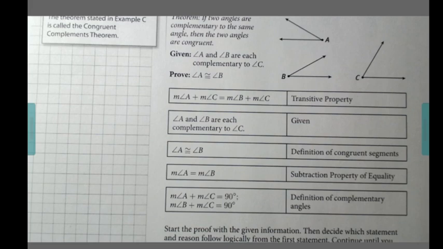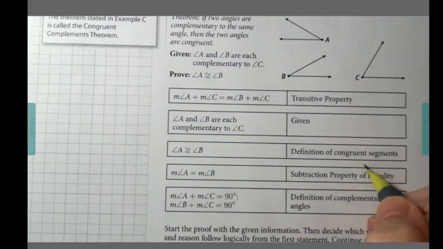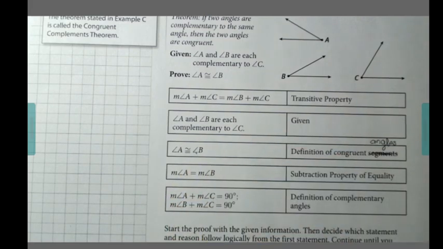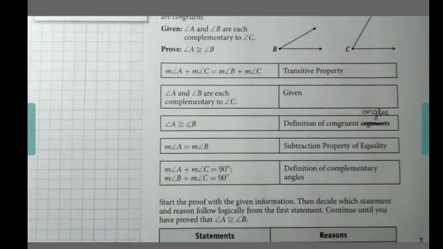Definition of congruent segments. This definitely shouldn't be congruent segments. This really should be congruent angles. I'm not sure why that states that. So we need to go ahead and actually make that change, because these are definitely angles and not segment lines. Then it says the measure of angle A is equal to the measure of angle B, subtraction property of equality.